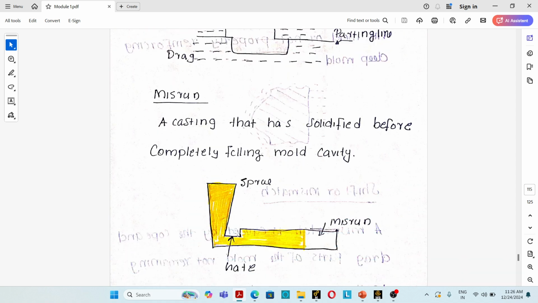Next one is misrun. See, the main reason for the misrun defect is the casting has solidified before completely filling the mold cavity. If the casting has solidified due to low temperature of molten material, there is a chance that the casting has solidified before the entire mold cavity has been filled. That is known as misrun.